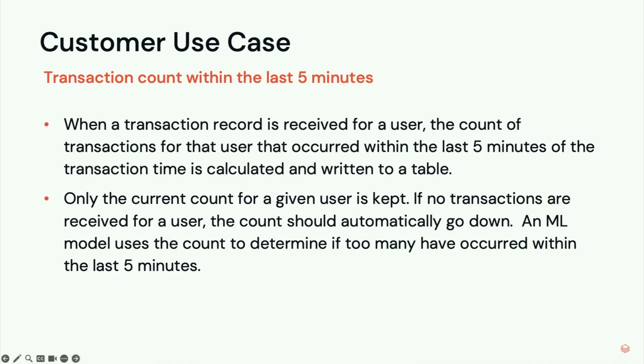So if no transactions have occurred for a user, after a minute or so, it's supposed to start going down by itself. And that result is supposed to be written to the table and update what's already there. This table is being used by a machine learning algorithm that is checking to see, when it receives a transaction, how many transactions have occurred over the last 5 minutes for that user.